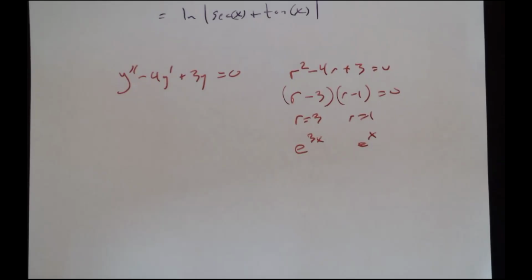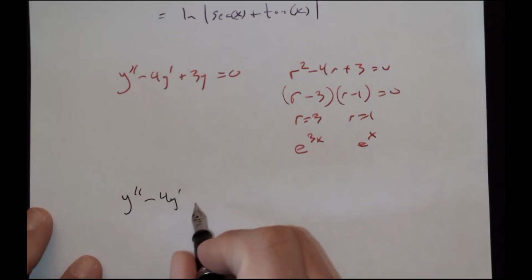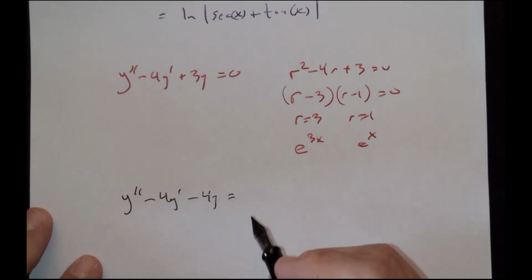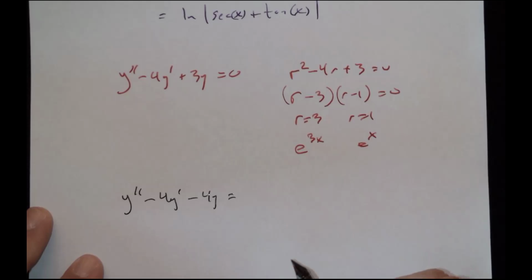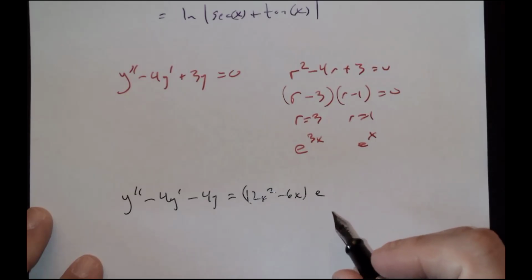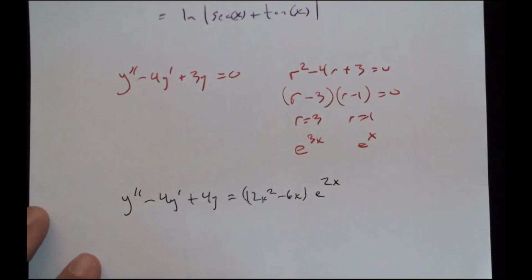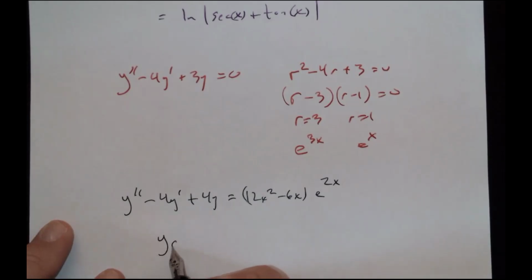All right, but this is the variation of parameters one, right? Okay. So what did you get for the corresponding homogeneous equation? Let me write down the original problem. Y double prime minus 4y prime plus 4y equals 12x squared minus 6x times e to the 2x. So your corresponding homogeneous solution is C1 e to the 2x plus C2 x e to the 2x.